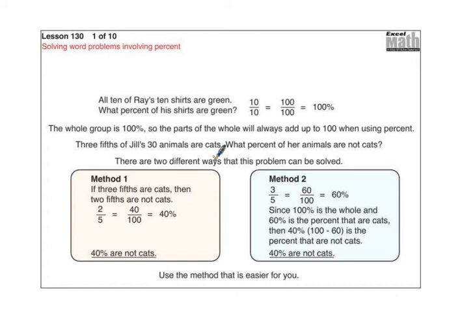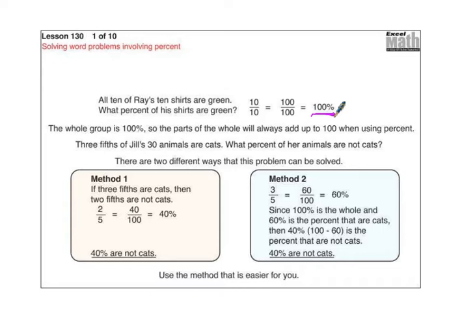Fifth grade Excel lesson 130, solving word problems involving percent. All 10 of Ray's 10 shirts are green. What percent of his shirts are green? Well, all of something is anything. It's 100%. So 10 out of 10 makes 100%. The whole group is 100%, so the parts of the whole will always add up to 100 when using percent.